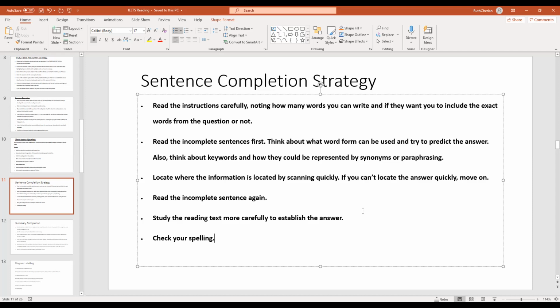And the third thing that you do is you predict what kind of word you are looking for. Am I looking for an adjective or a noun? You try and see what kind of word you'll have to fill in, or are you looking for a number? Then you scan, look around the blank, find the words, find where this is located, and then fill it in. After you fill in, read the sentence again, check your spelling, and you're good to go.